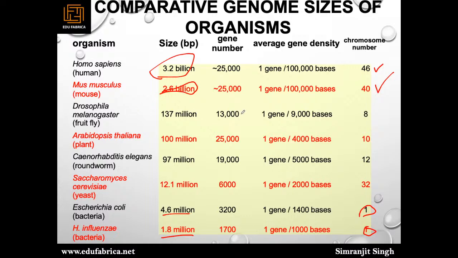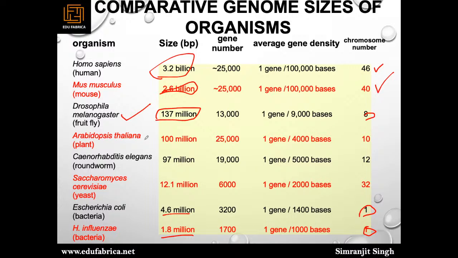Then comes the study of genetics. Even though the chromosome number is 8, it has 137 million base pairs, and it's also quite similar to the humans. So if somebody wants to study genetics, they use the fruit fly as a model, a very good model.